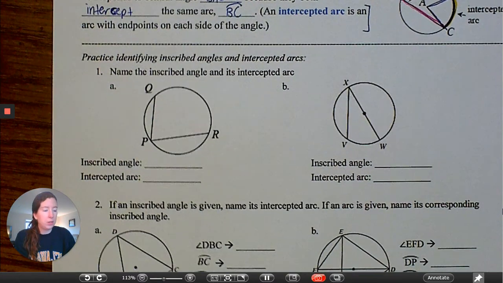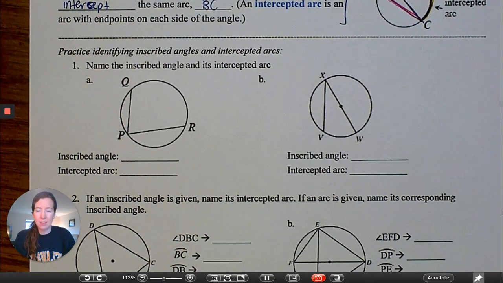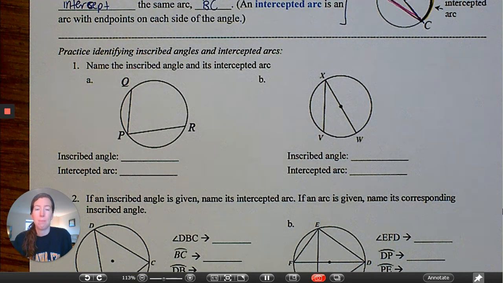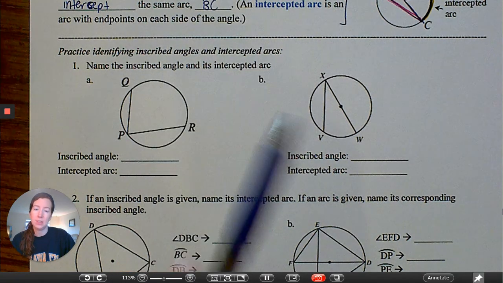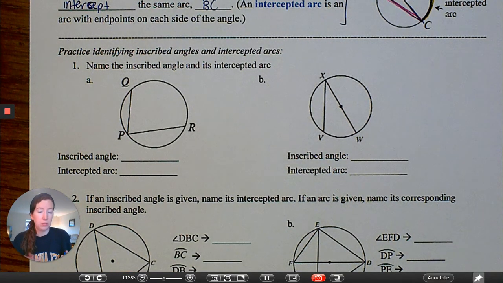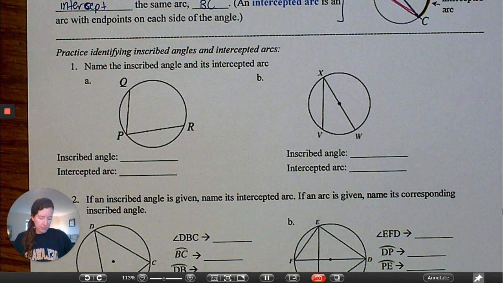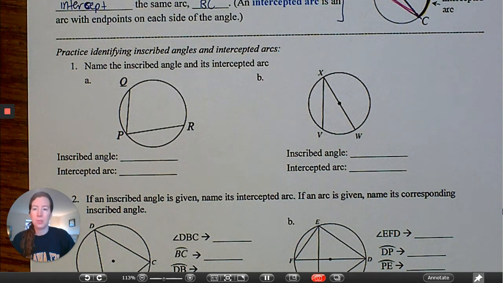Okay, so we're going to do a lot of this together. There's going to be a couple where I say pause the video and you try it on your own, and then you unpause and check it with my work and see if yours matches up. There's going to be an assignment at the end to see if you understood the lesson. So the first part, we're going to just practice naming the angle and its intercepted arc. There's only one angle there, so it shouldn't be too tough, but let's take a look. Okay, so we want to name the inscribed angle and the intercepted arc.